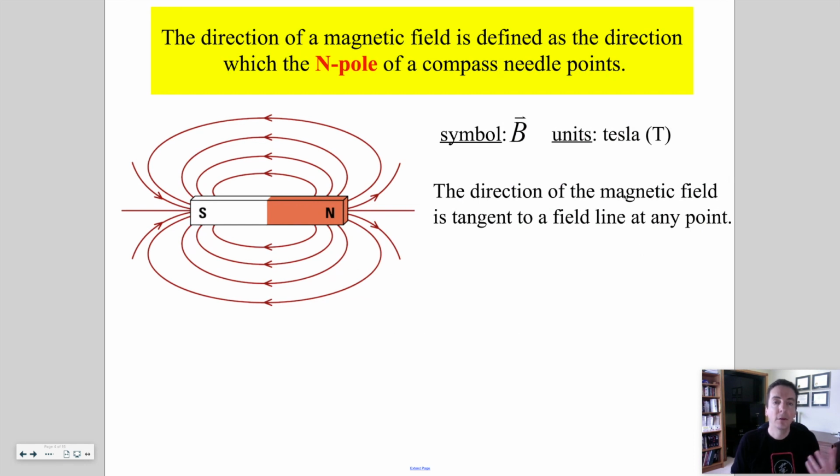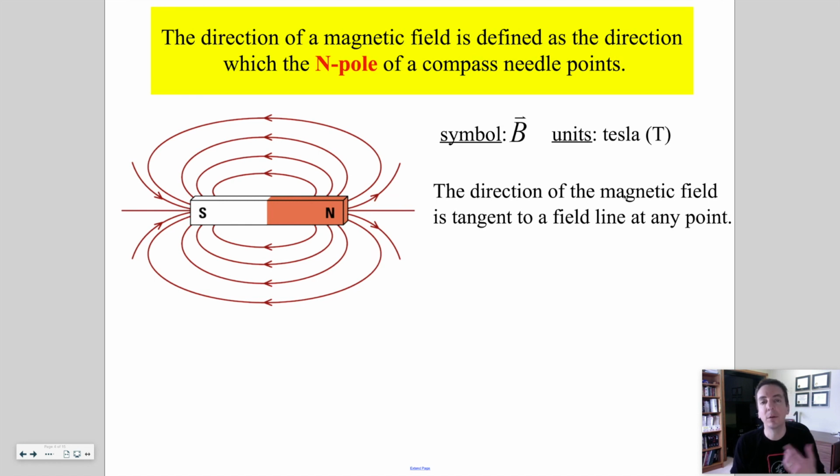Now, just like with positive charges and negative charges, you've got opposites. You've got a positive and a negative, and you had to pick which one we use as the test charge to define the direction of an electric field. Well, for a magnetic field, the north pole of a compass is the one that was picked. So the direction of a magnetic field is defined as the direction in which the north pole of a compass needle points.